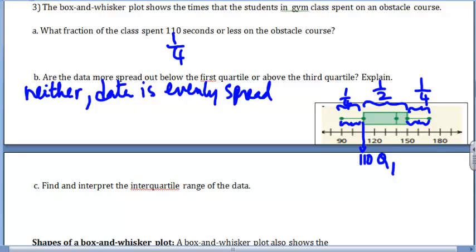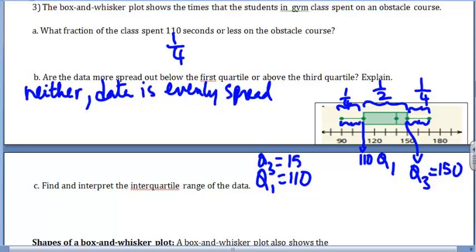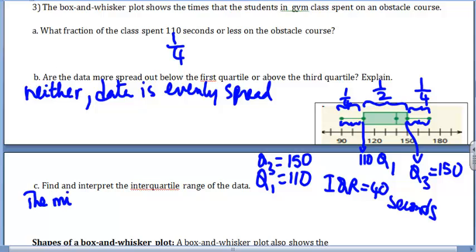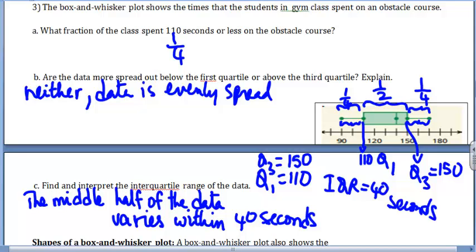All right, now they are asking us for the interquartile range and to interpret it. Q1 is 110, Q3 is 150. So subtract Q1 from Q3 and we end up with 40. So the IQR is 40 what? 40 seconds. How do you interpret it? We say that the middle half of the data varies within 40 seconds.